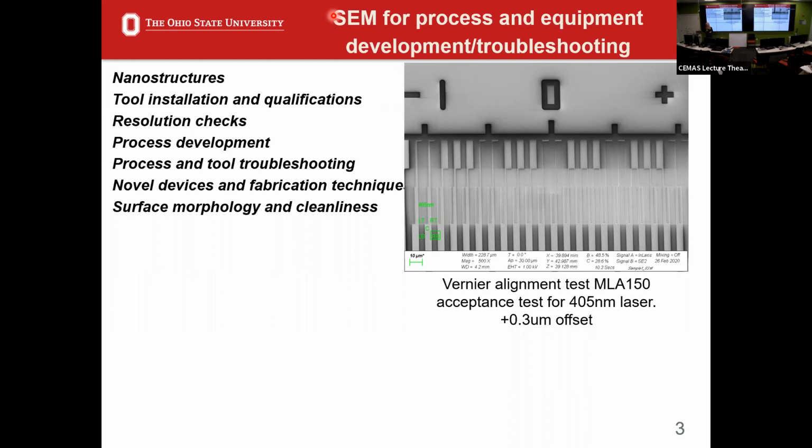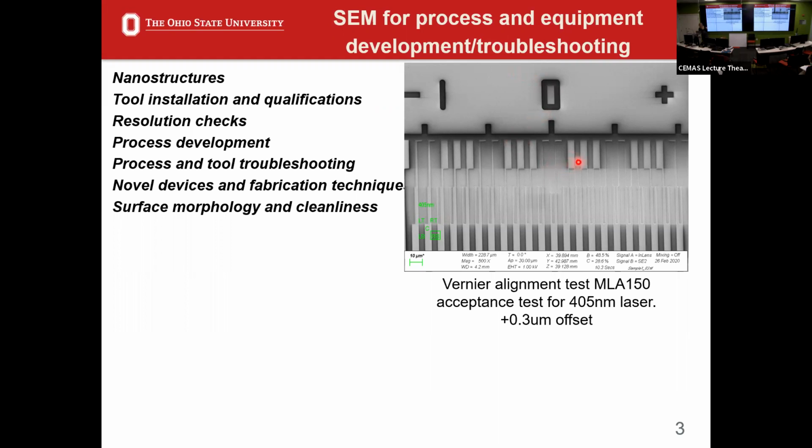We do that with SEM. This is vernier structures. So we're looking at alignment accuracy from one layer to the next. So aligning two layers, overlaying them on top of one another, and actually checking to see how well we do that. This was an alignment test during qualification for our direct write laser tool. And so basically what you're looking at here is the two sets of lines will line up perfectly where the alignment or misalignment is. So this one I think is about a plus 0.3. You can actually see it here.